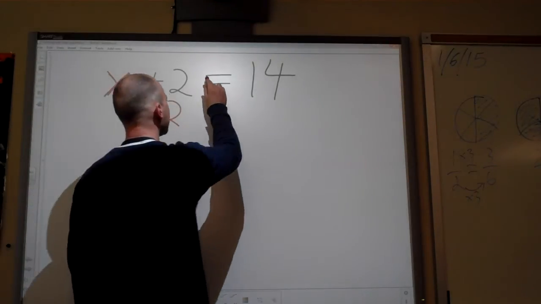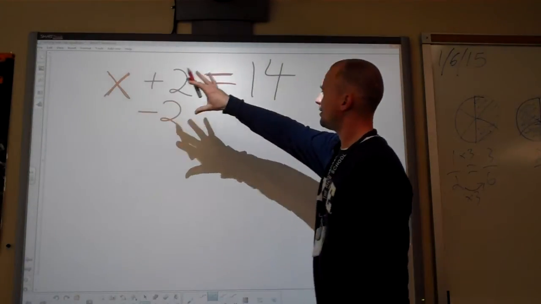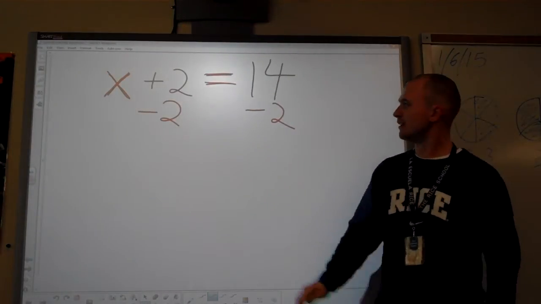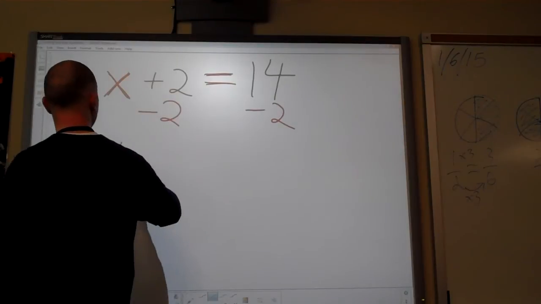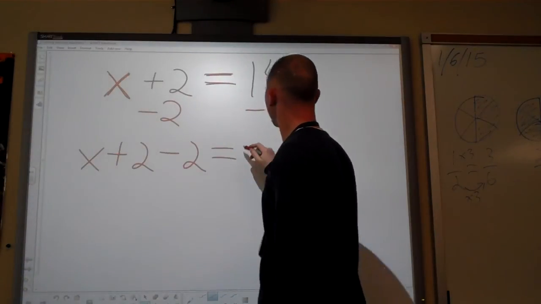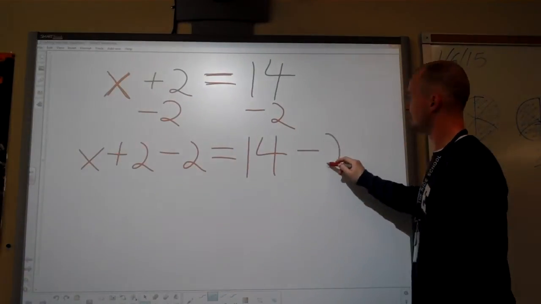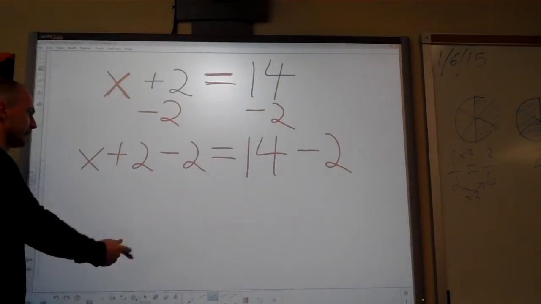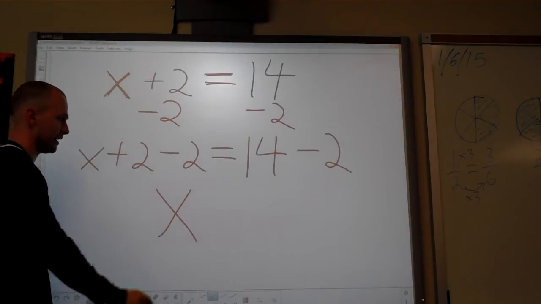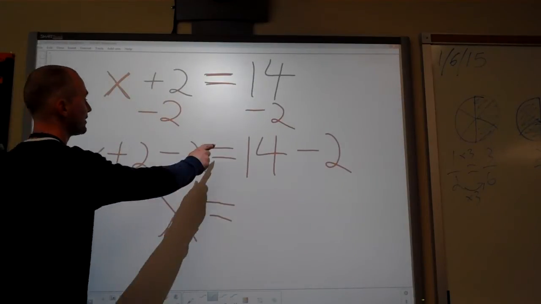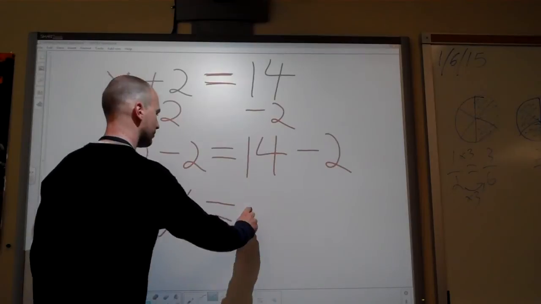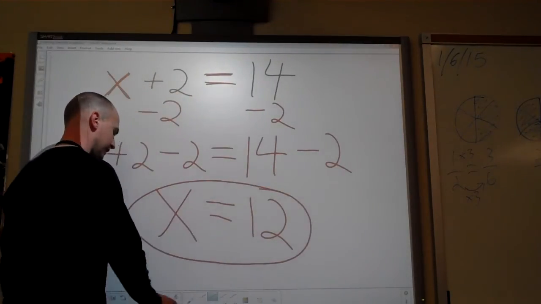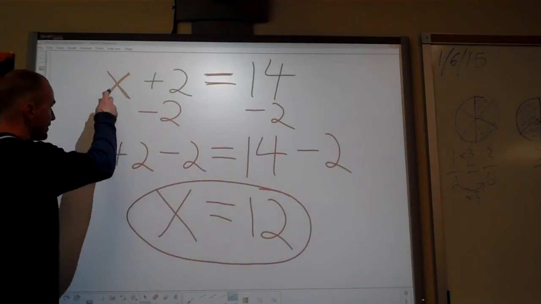But in order to keep this equal, what we do to one side, we have to do to the other side. So we subtract 2 from this side. On this side we have x plus 2 minus 2, and we have 14 minus 2. So x plus 2 minus 2 cancels out. We just have x on this side. And 14 minus 2, that's 12. So we have our solution. X equals 12.